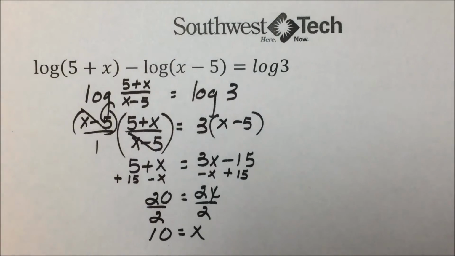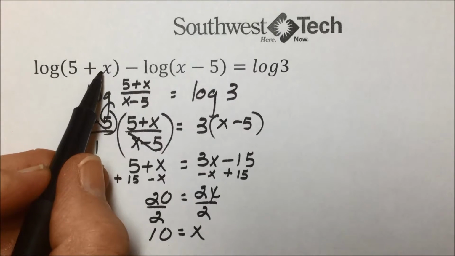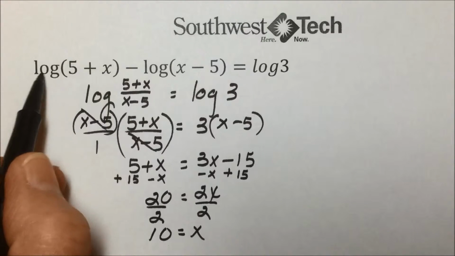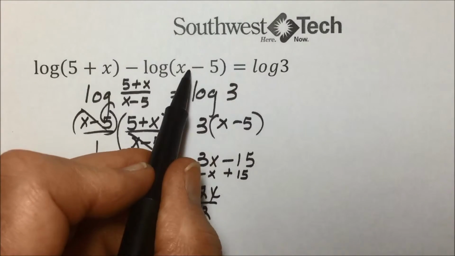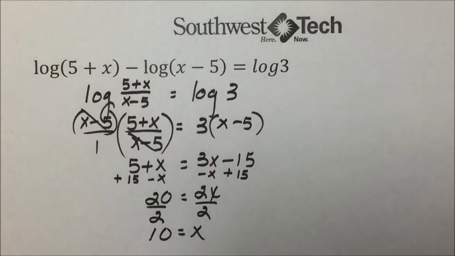Is that going to meet the criteria that we can only take logarithms of positive numbers? Well, 10 in place of x here would be the log of 15. That's fine. 10 minus 5 would be the log of 5. So this is going to check, and we can plug it in to verify that it is a true statement.